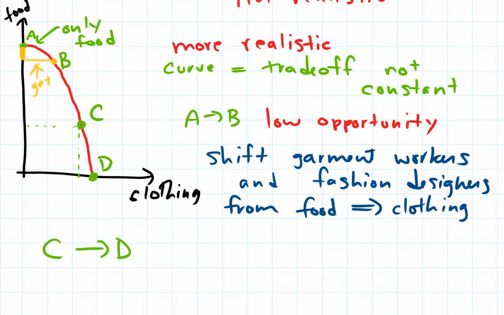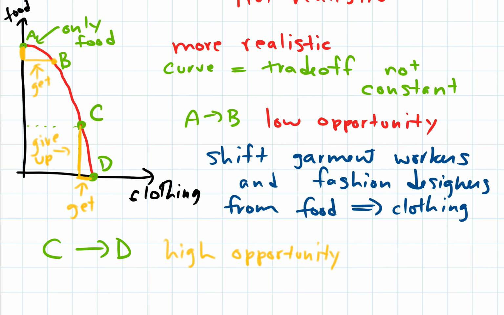Now we got the opposite situation going on. This is give up. We give up a lot, and what we get is very little. Okay, so as you can imagine, that's going to be a high opportunity cost, right?